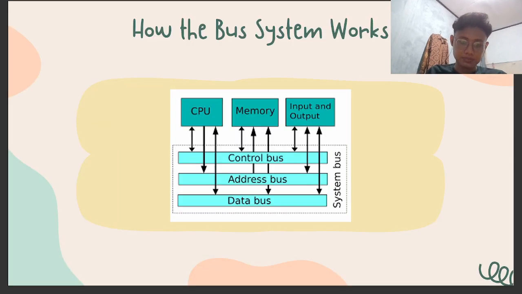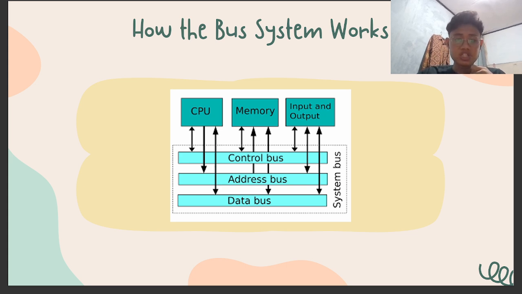Okay, next. This is how the bus system works. In the picture, this is a system bus. The first process is input data. The input devices, for example a keyboard or mouse, send data to the CPU via the data bus, with the address bus identifying the input devices and the control bus managing control signals.